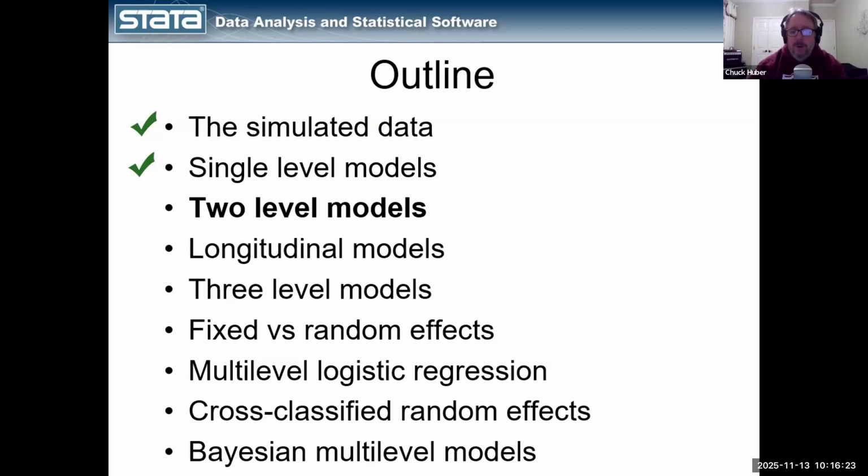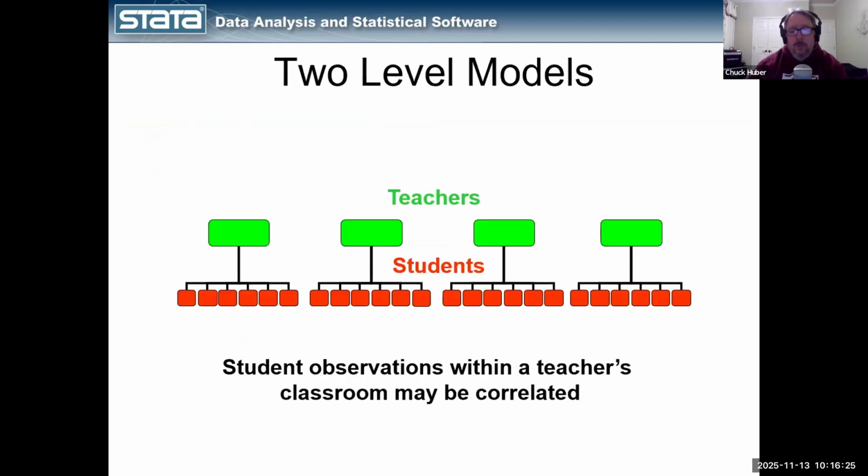So that's a single level model. Kind of silly, but it's a good starting point. Now let's talk about two level models. So let's say that we account for the fact that these students are nested within classrooms, and each classroom has a different teacher. Well, it may be that certain teachers have more experience or they're just naturally better teachers or whatever, but there could be teacher level effects that affect all of the students in their classroom.